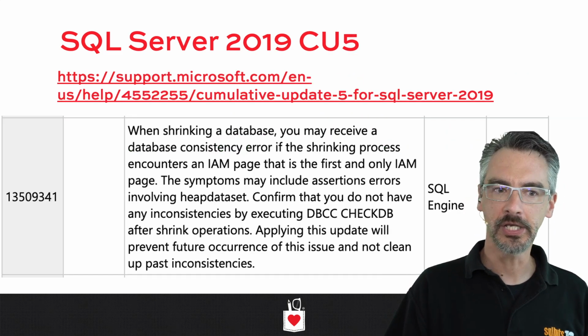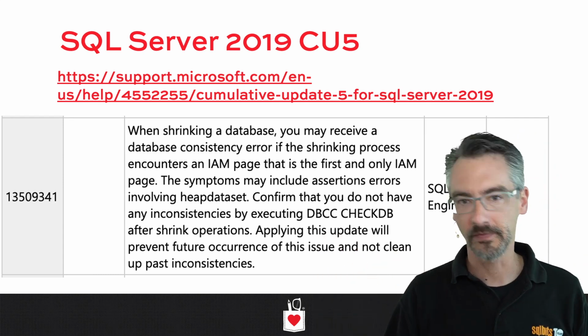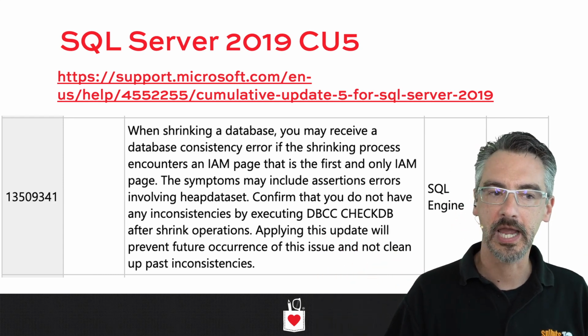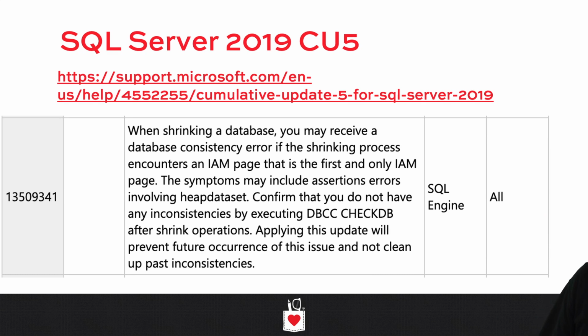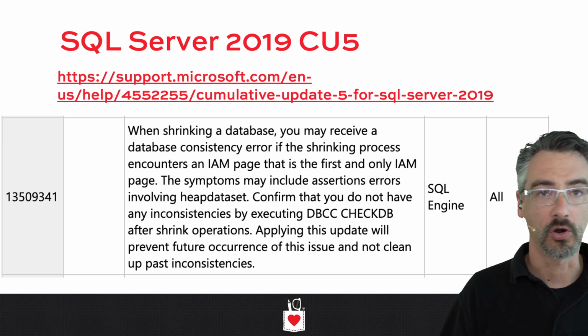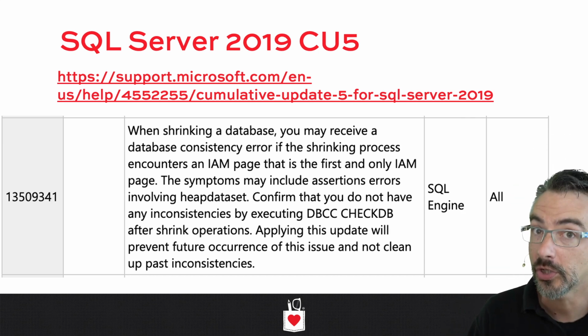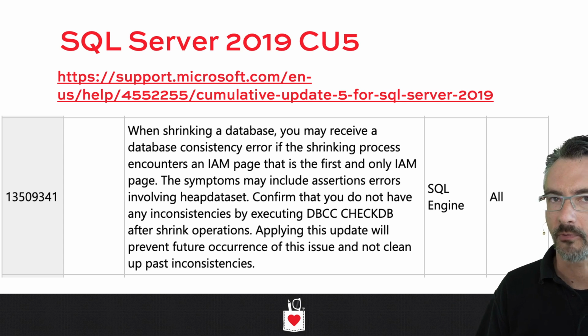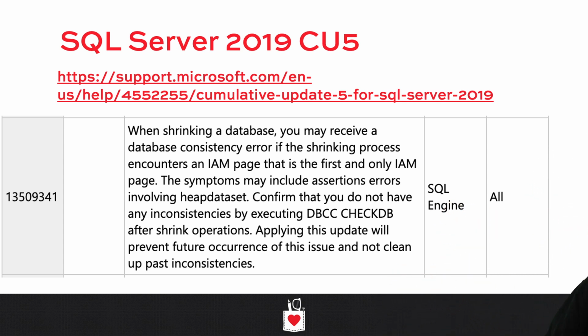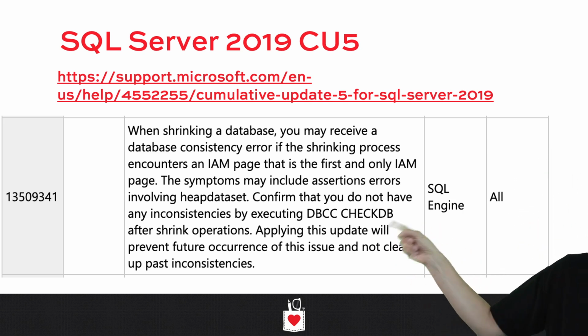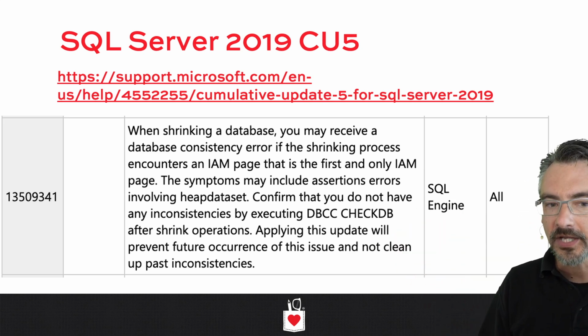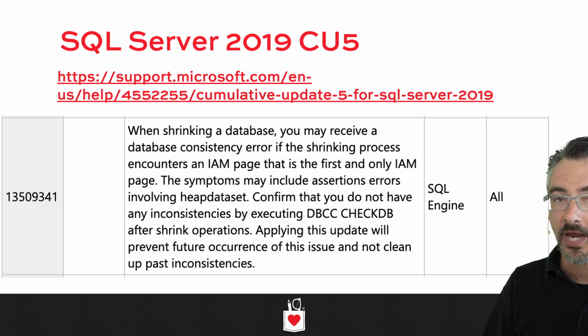The problems continue. Cumulative Update 5, as of this recording, just recently got published. Cumulative Update 5, when shrinking a database. I don't feel a whole lot of sorrow for people who experience this because you shouldn't usually be shrinking a database anyway. But shrinking a database, you can encounter a database consistency error. Confirm that you do not have any inconsistencies by executing checkdb after shrink operations.